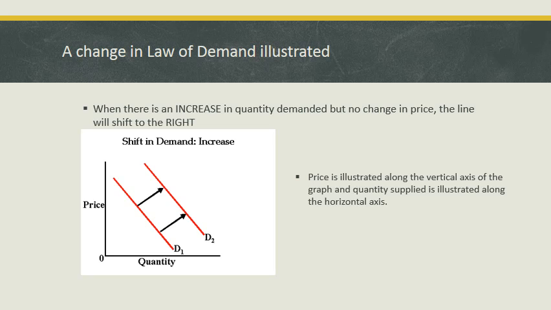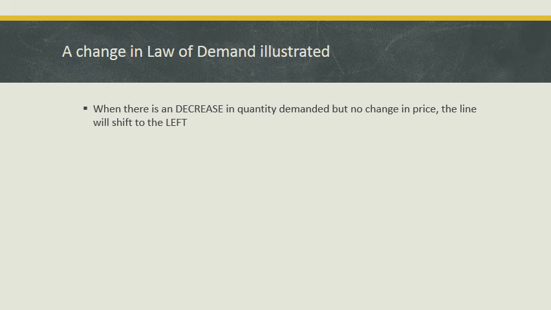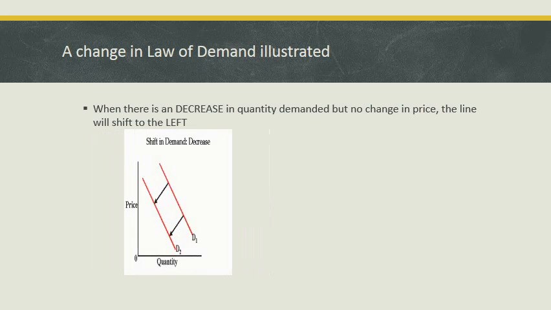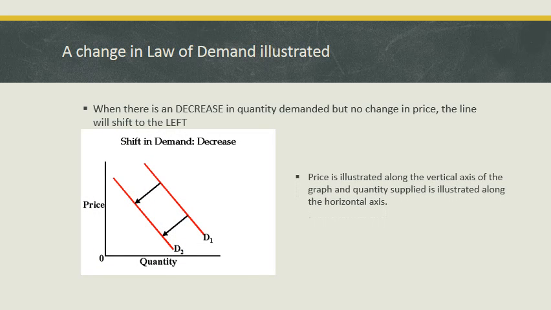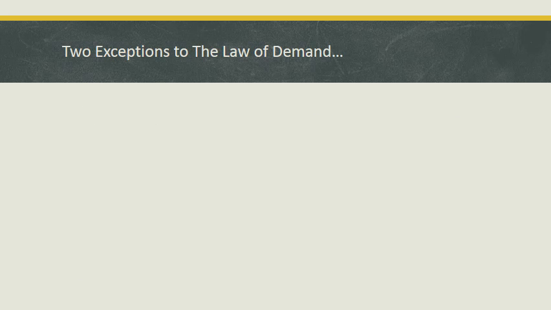Price is illustrated along the vertical axis of the graph and quantity is illustrated along the horizontal axis. When there is a decrease in quantity demanded, but no change in price, the line will shift to the left. And as always, the price is illustrated along the vertical axis.